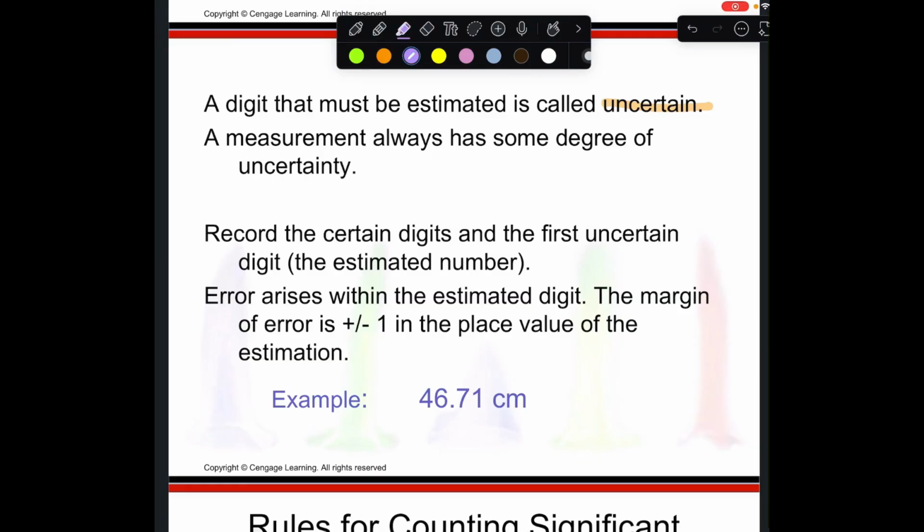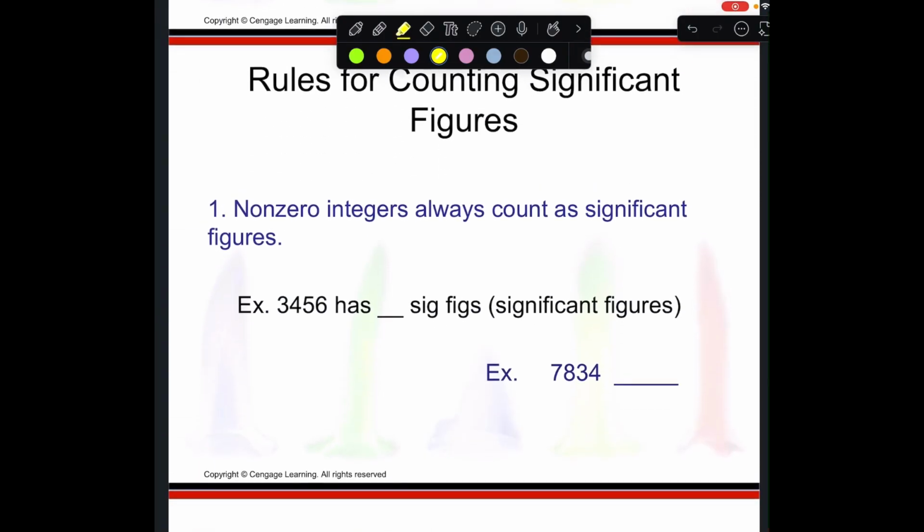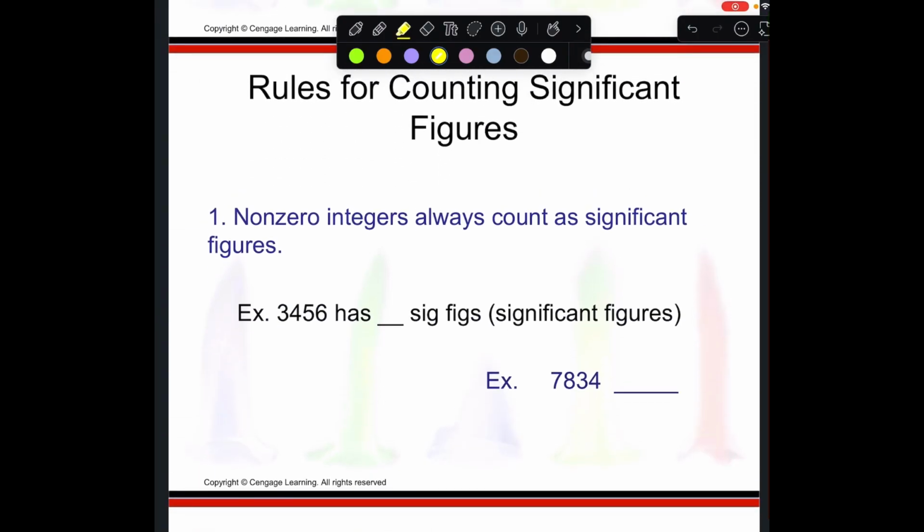So if we had a number down below, for example, 46.71, the 4, the 6, and the 7 are going to be called the certain digits, and then this 1 right here we know would be the uncertain, or the estimated digit, and that is the one that could have some plus or minus error. All right, so there are a bunch of rules for measuring sig figs, and we're going to walk our way through these and then also look at some examples here.